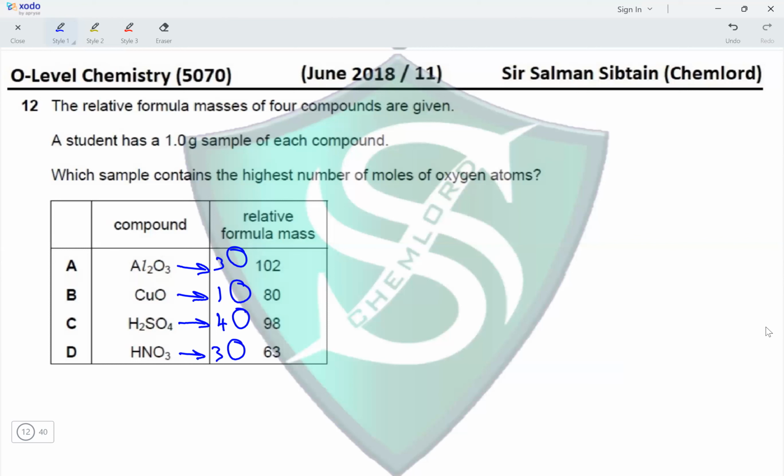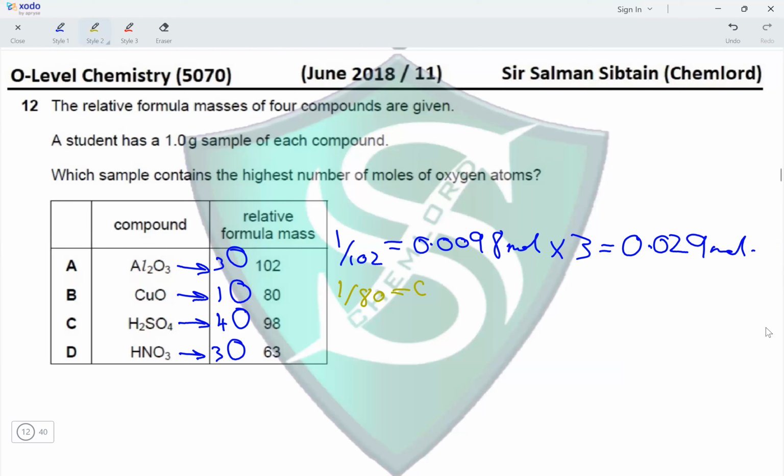Now, let's calculate. We have 1 gram of the sample. For A, it would be 1 upon 102, giving us a value of 0.0098 moles, which when multiplied by 3 will give us 0.029 moles of oxygen atoms. For B, we have 1 over 80, giving us 0.0125 moles. We multiply this value by 1, since only 1 mole of oxygen atoms is present. This gives us 0.0125 as the moles of oxygen atoms in the given mass of the compound.